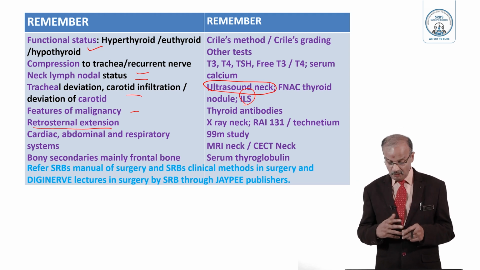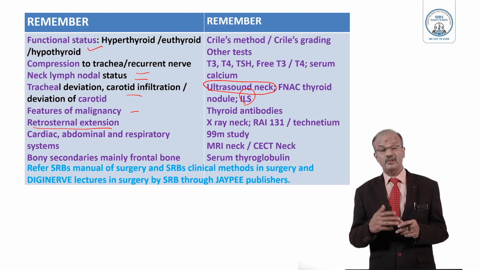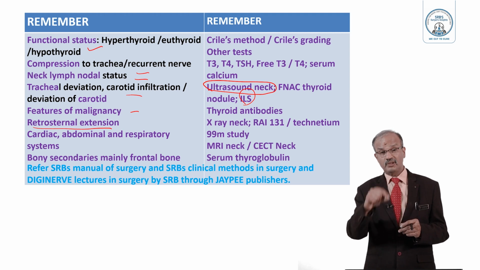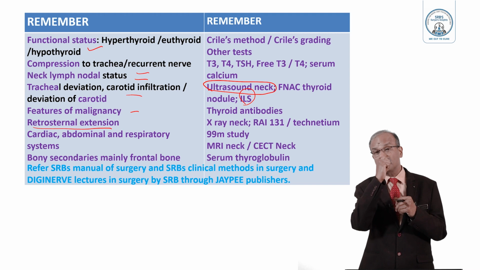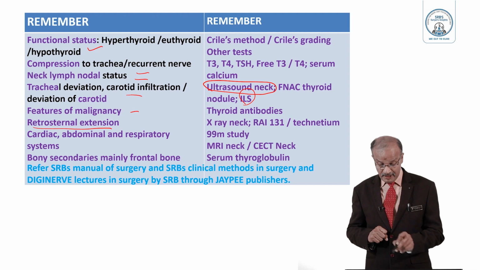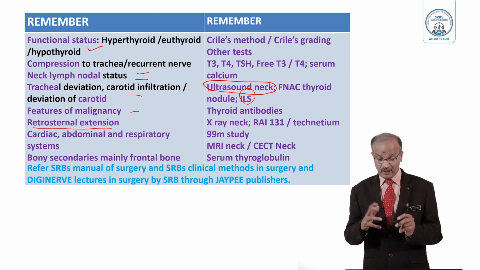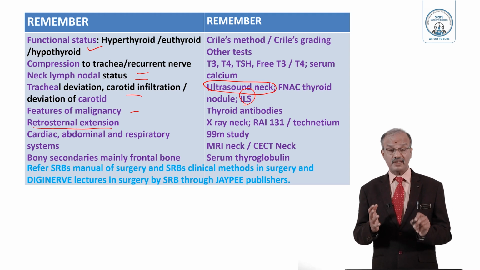It's the olden method. Of course, still it will be asked in the exam how to do it. You have to dip the indirect laryngoscopy mirror in warm water, then pull the tongue out and see the vocal cord. Ask the patient to say E, abductor of the vocal cord, then see the abduction. Thyroid antibodies, you have to remember. X-ray neck for calcification, radioactive iodine 131 study or technetium 99m study is important.